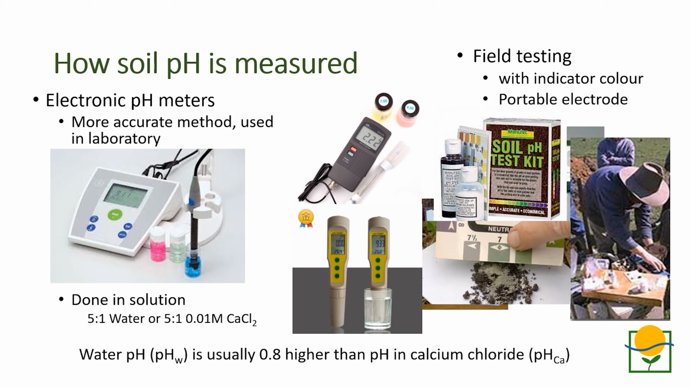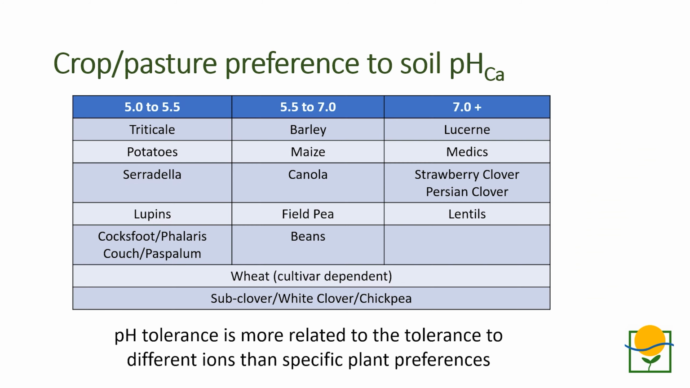In most laboratory reports there will be two measures, one in water and the other in calcium chloride. The value in water is usually about 0.8 pH units higher than the value with calcium chloride. This means that when discussing pH and acidity, make sure you know if the values are in water or calcium chloride. In this presentation, we'll refer to soil pH as it's measured in calcium chloride.